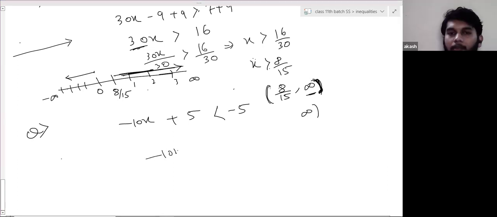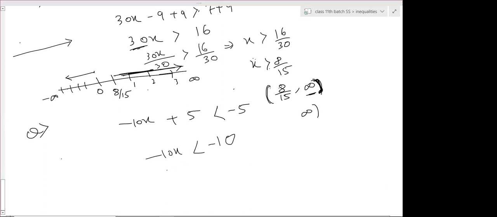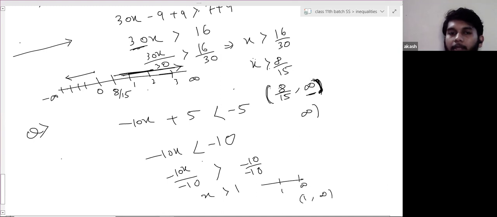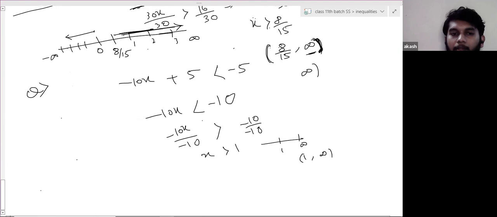So let me solve this. Minus 10x plus 5 less than minus 5. If I divide by a negative number, minus 10x by minus 10, minus 10 by minus 10, then this sign will change. So this is x greater than 1. So 1 to infinite. Open on both sides. Next question.